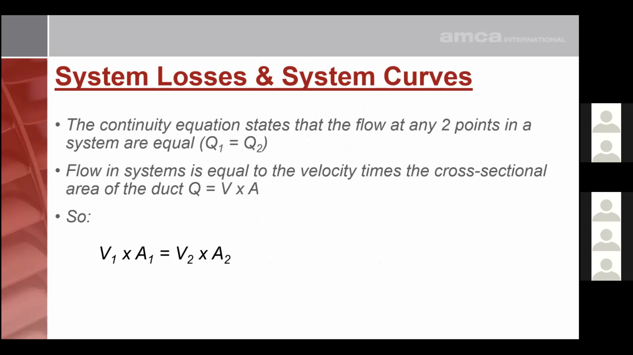Continuity requires that the flow through a system, assuming there are no leaks or additions, will be equal at any point. And so we can see that as the duct size increases, the velocity will decrease, and so system pressure drop through lower velocity will also be lower.